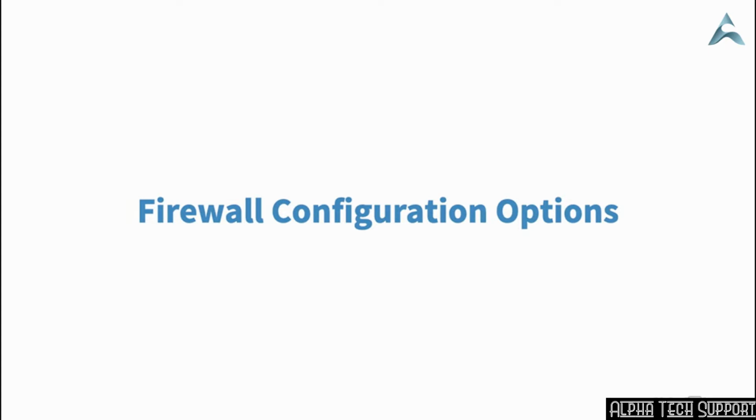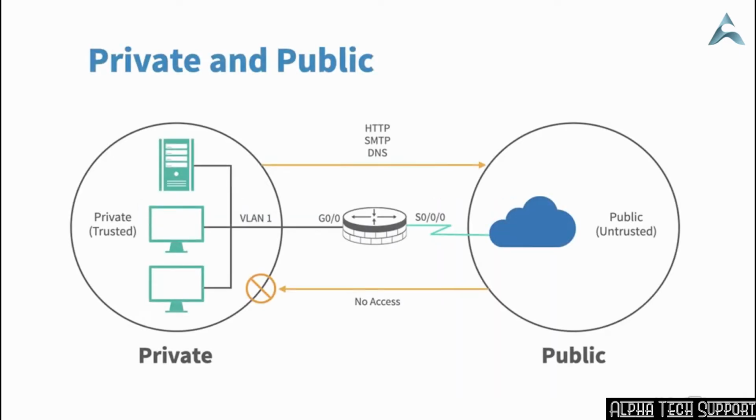There are 3 common firewall configuration options. One is called public and private. Now, this is a simple configuration where the public network or internet is untrusted and the private network is trusted. Any traffic going out of the private network, such as web page or mail or DNS, is allowed. However, any access directly to the private network is blocked.